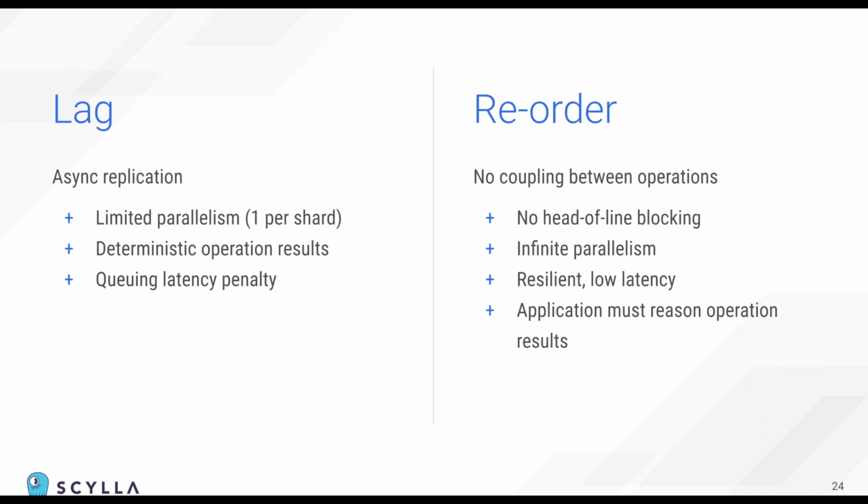So again, to contrast those two strategies. Lag is basically asynchronous replication. The problem with it is that it has limited parallelism. For every shard or replication log, because you need to preserve order, you can only have one stream of application, which means queuing and queuing latency, everything that is involved with queuing. Queuing has very interesting performance ramifications.